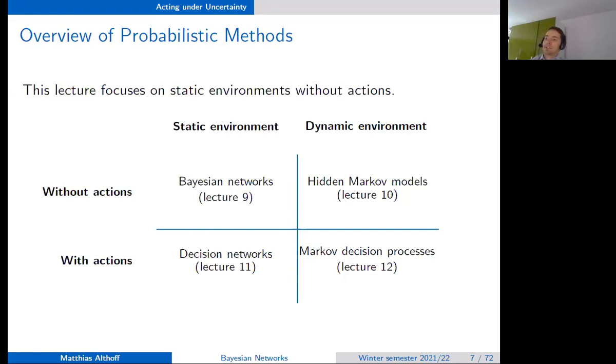So you just predict what the world will be like, but you don't take any actions. After that, we will look into decision networks, where you can act, but only in an episodic environment, so only for one snapshot. And if this is also in a dynamic environment where things change over time, and you have actions, then we will look into Markov decision processes.